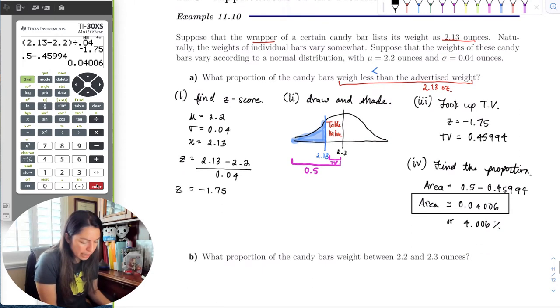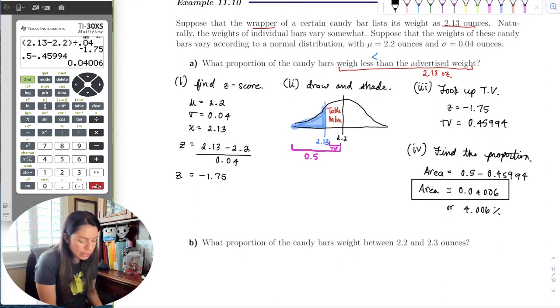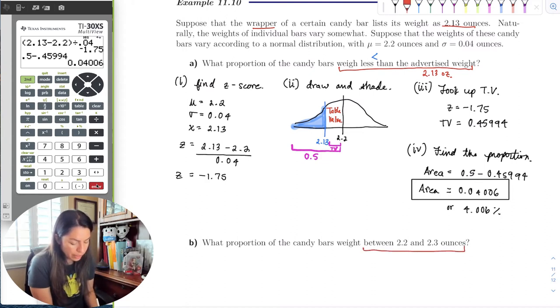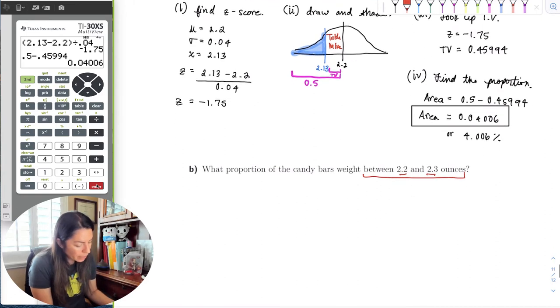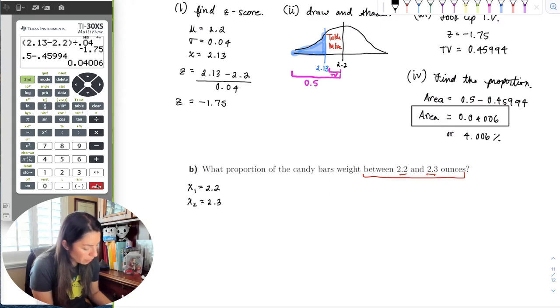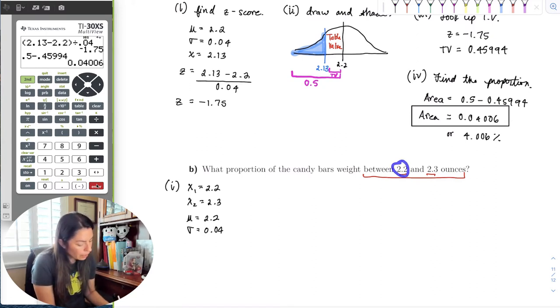Okay, so continuing with the candy bar example, now what portion of candy weighs between, so there's that key word between, 2.2 and 2.3 ounces. So I have two X values, right? My first X value is 2.2 and my second X value is 2.3. I'm going to try to find the Z scores, but the mean is still 2.2 and the standard deviation is 0.04. Some of you can already see that 2.2 and the mean are the same, so z equals 0. But I'm going to show you the little math for it.